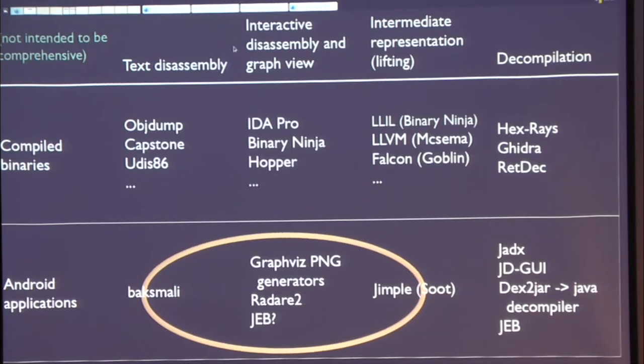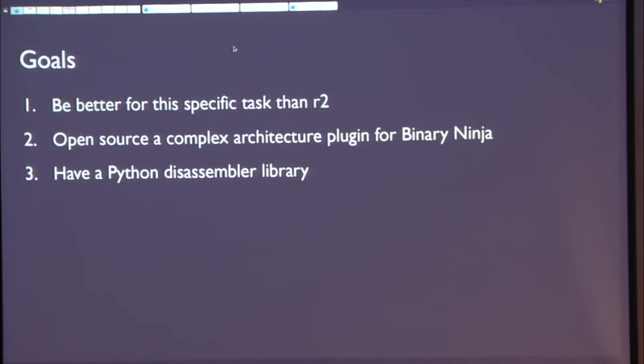So my coworker looked at these options and said, well, it sounds like R2 is the best option. It does a kind of graph view thing. And so we ended up using that. And R2 is really the best tool for his specific task there, given his circumstances. But I thought, man, it's not really right that R2 is the best tool for a certain task. So I set out with a goal to be better for this task than R2. That was my first main goal.